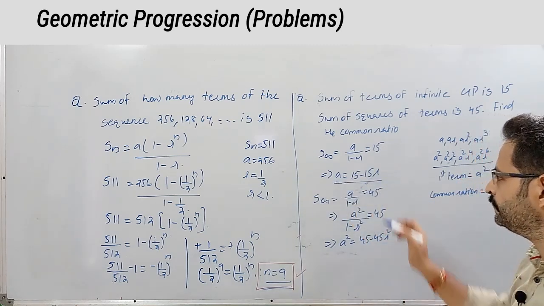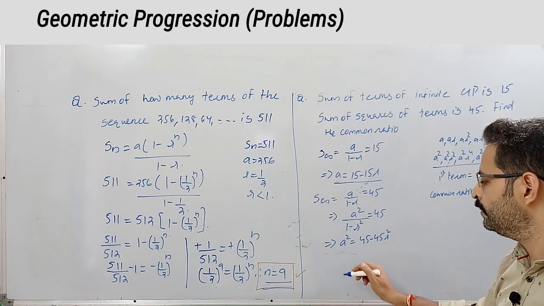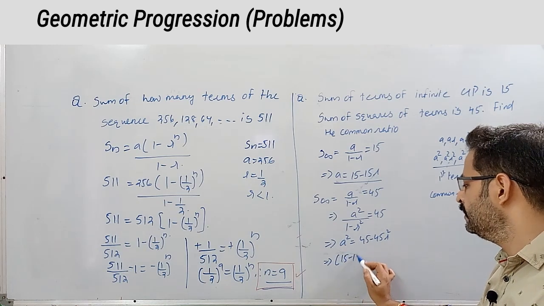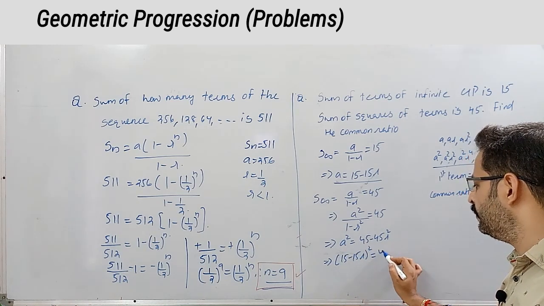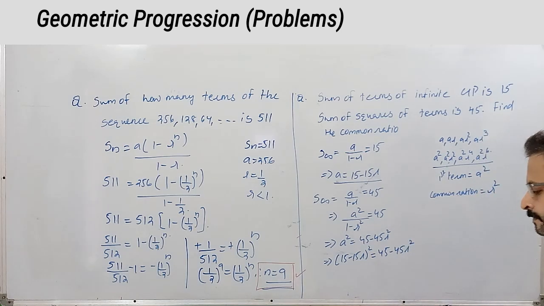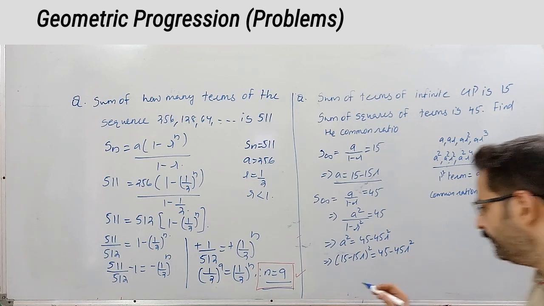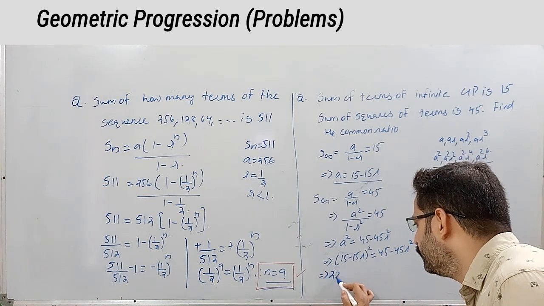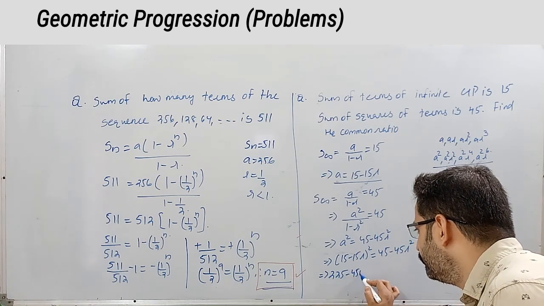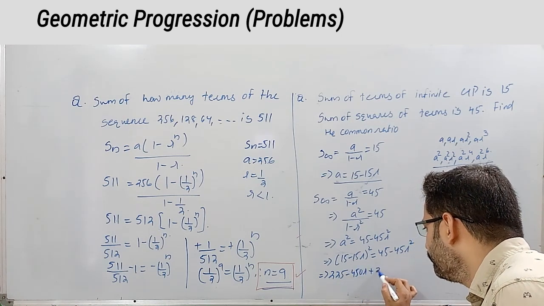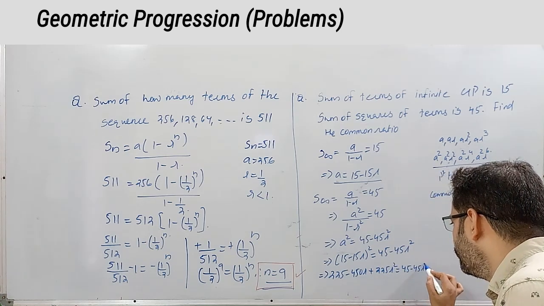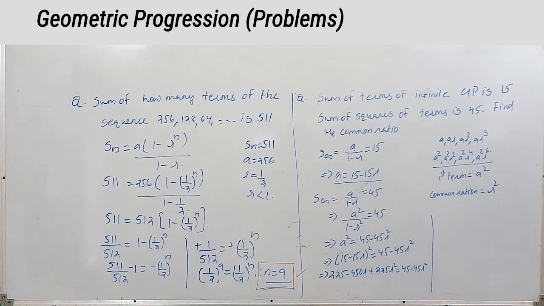We know that A is equal to 15 minus 15R. A square equal to, substituting the value of A here, 15 minus 15R the whole square is equal to 45 minus 45 R square. Now we get this as 225 minus 450R plus 225 R square equal to 45 minus 45 R square. Now simplify.